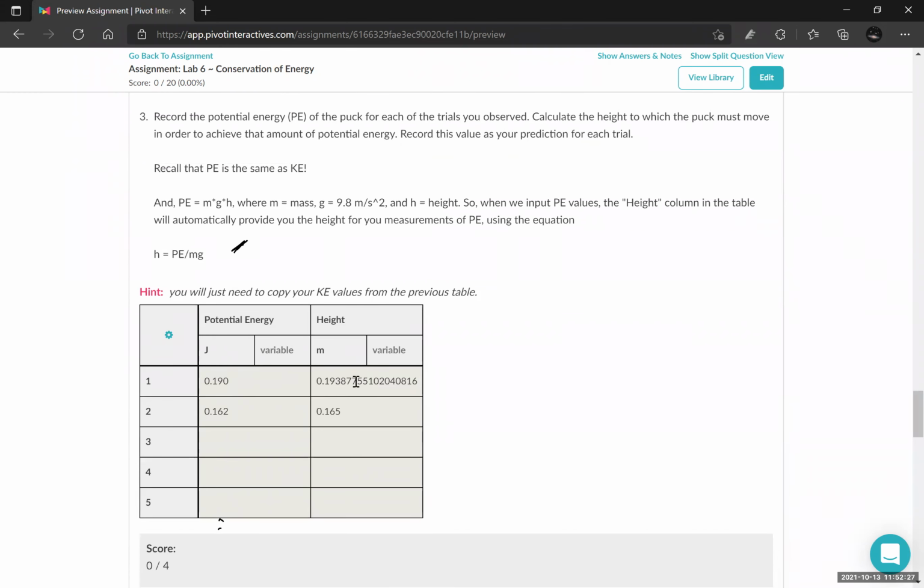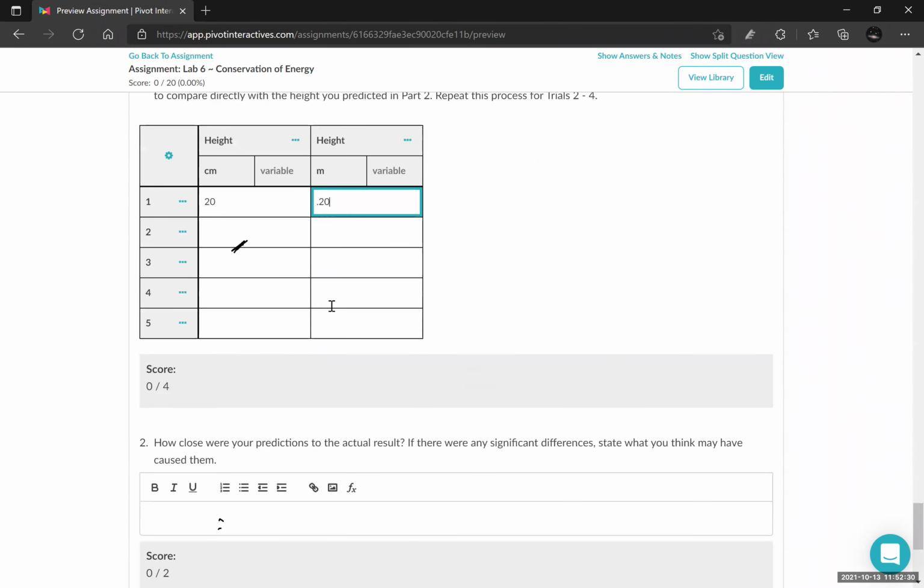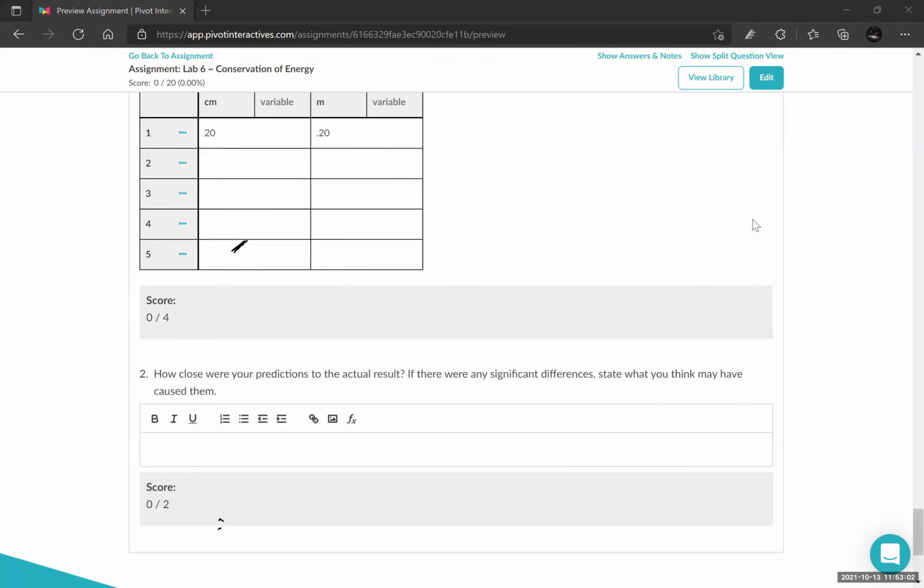So here I have 0.19, here I have 0.2. Is it correct? Is it wrong? Well, you talk about how close your predictions are to the actual result. Remember, there's always room for a little error. That's how things work in the experimental lab. So don't worry if there's a slight difference, as long as you don't predict 10 centimeters and get 25 centimeters. If the difference is only a few centimeters, that's very acceptable. That's probably what would be predicted by the experimental errors.